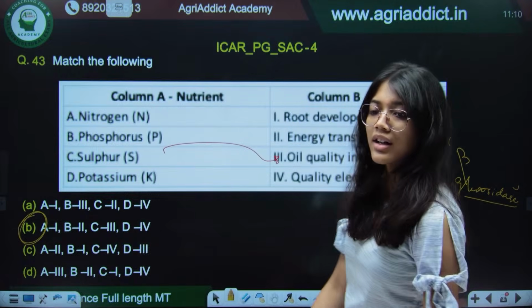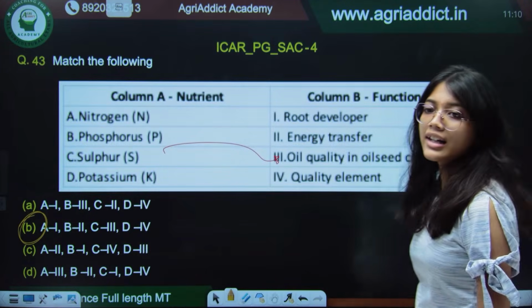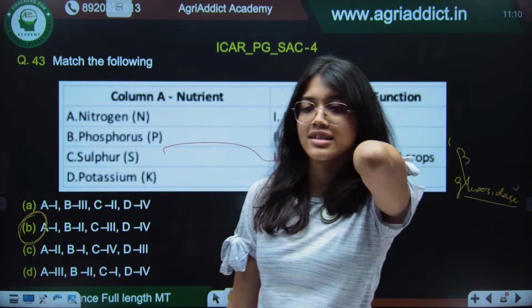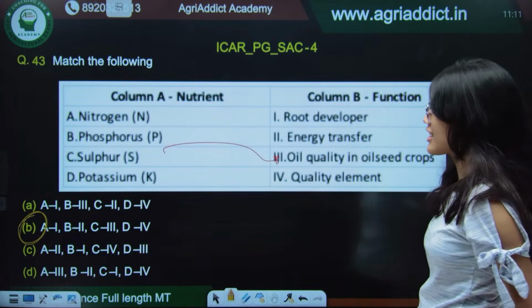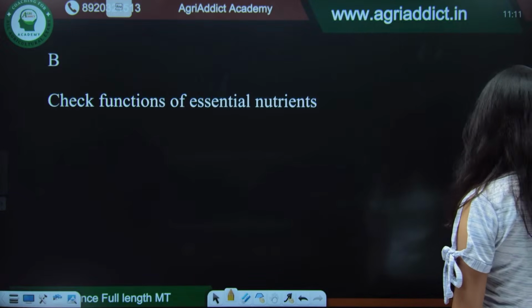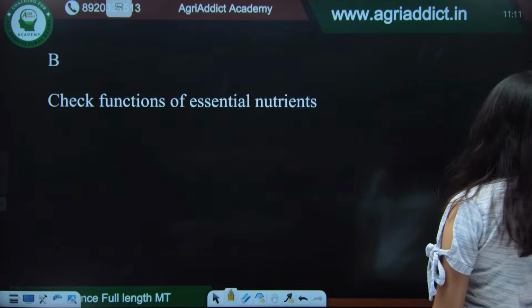So yes, Vangala, you are right. Option B is the correct answer. Where are the others? Why aren't they answering anything? Okay, only Vangala is the active participant here. So, yeah, B is the correct answer.